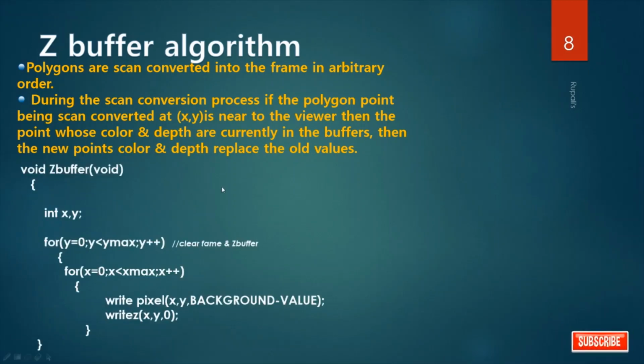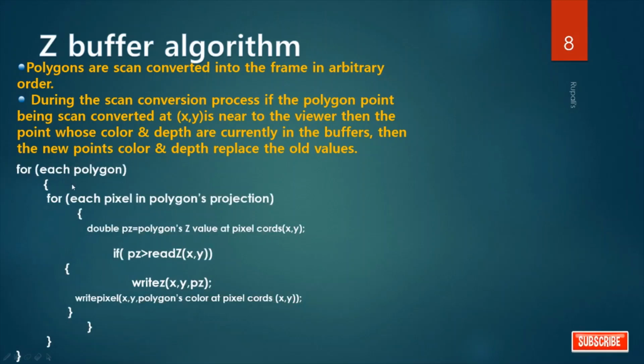So here see the algorithm. Here I am writing one function, Z buffer, and first I have to initialize the frame buffer and Z buffer. For initializing the frame buffer, it is write pixel x, y background value. I initialize all pixels by the background value, and I start two for loops, one for y from 0 to ymax and another for x from 0 to xmax, two nested for loops. I initialize each and every pixel by the background value in case of the frame buffer, and by the depth 0 in case of the Z buffer.